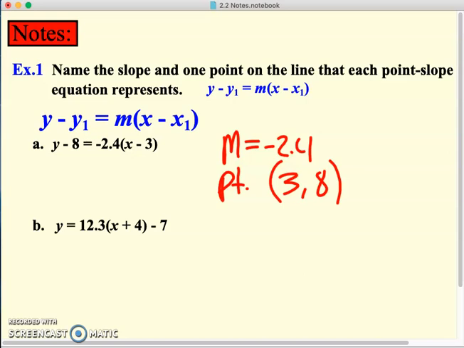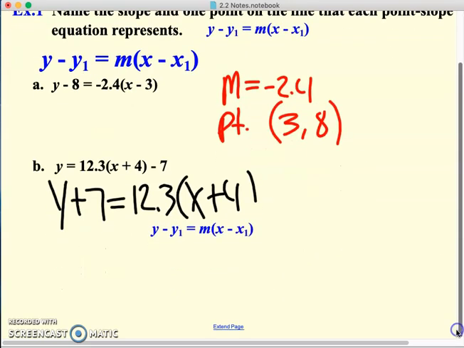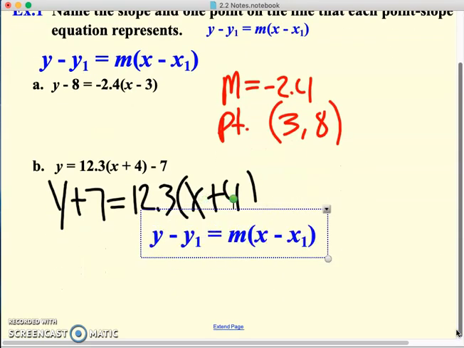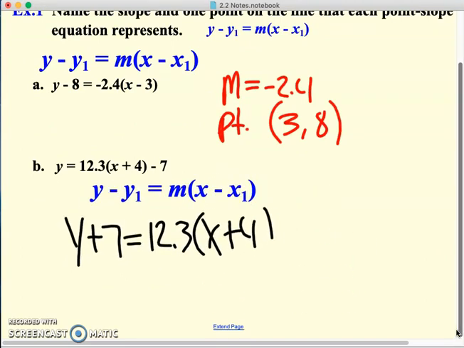A little bit of a change, we go to the second one. The second one actually is not in point-slope form. So I'm going to do a little shuffling here and just add that 7 over to the other side so it looks more like point-slope form. Then again, what I'm trying to do is now match this equation to this one and grab the stuff out of it that I need, which again, pretty easy.